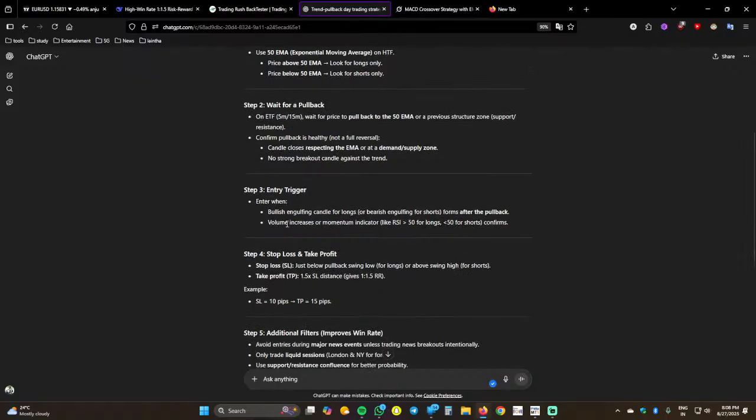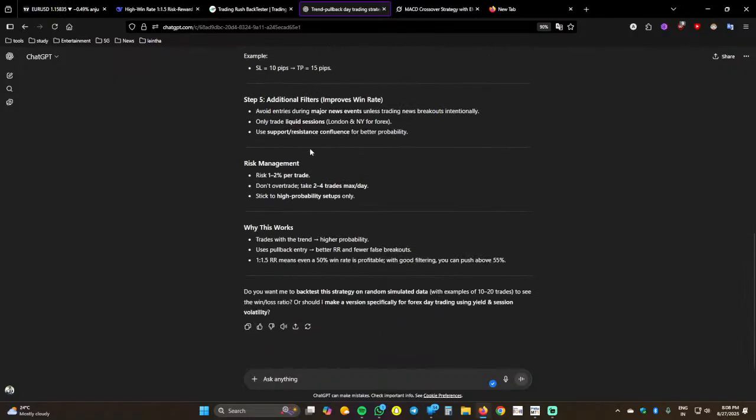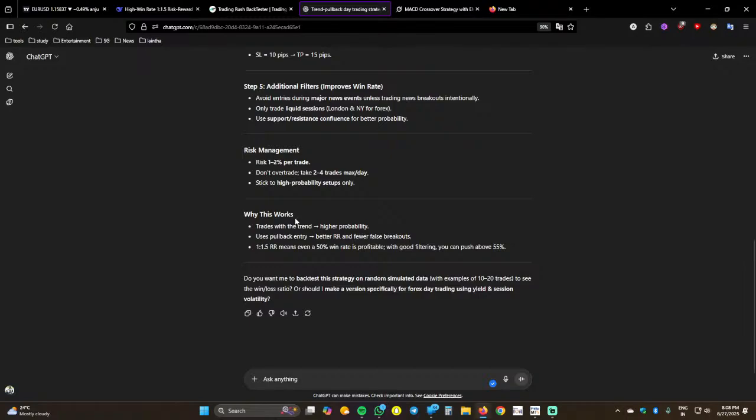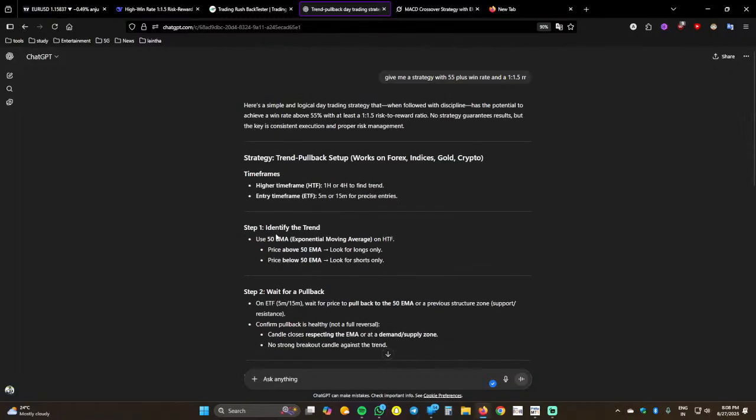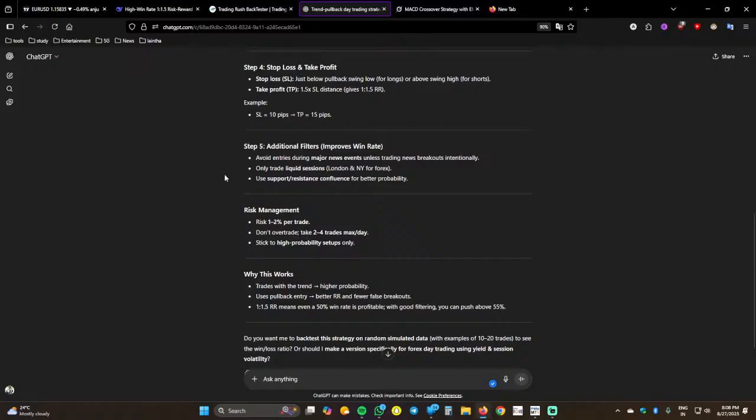Let's continue. Entry trigger: buy when bullish engulfing candles. So it's asking me to trade based off candlestick patterns and volume, RSI, all those things. But overall, I read this strategy. I did not like it. It's not a mechanical strategy. First of all, it's asking me to identify support and resistance, which I clearly don't believe in.